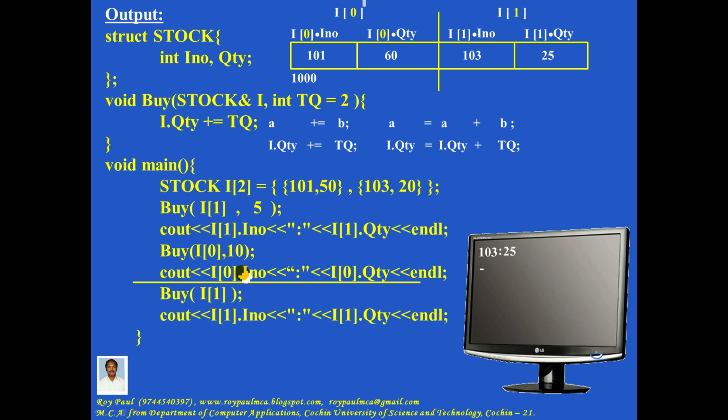Here you get the second line of output. I of 0 dot item number is 101. So here you get 101. Yes, 101. Now after that a colon is there. So here you get a colon. After that I of 0 dot quantity, it is 60. So here you get 60. Because of this endl, the cursor goes to the next line. Yes, the cursor went to the next line. Now again the next line.